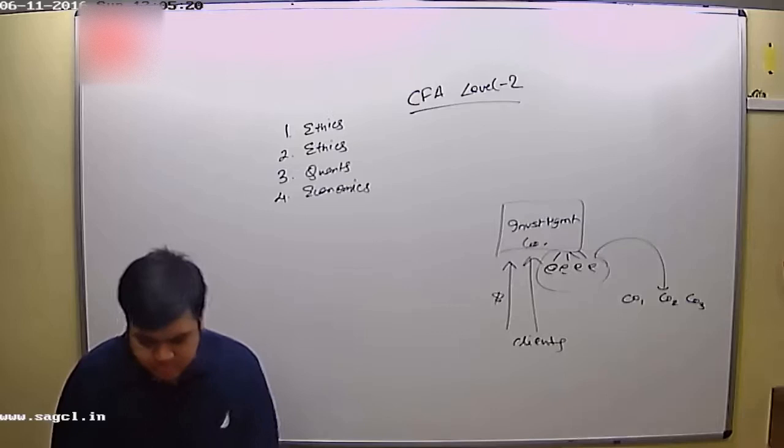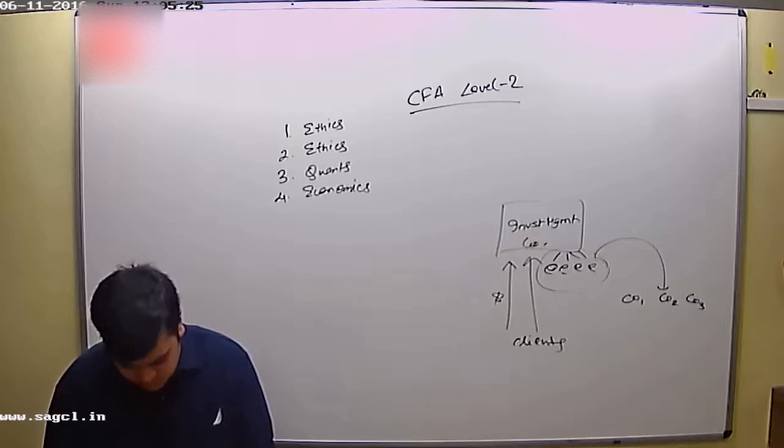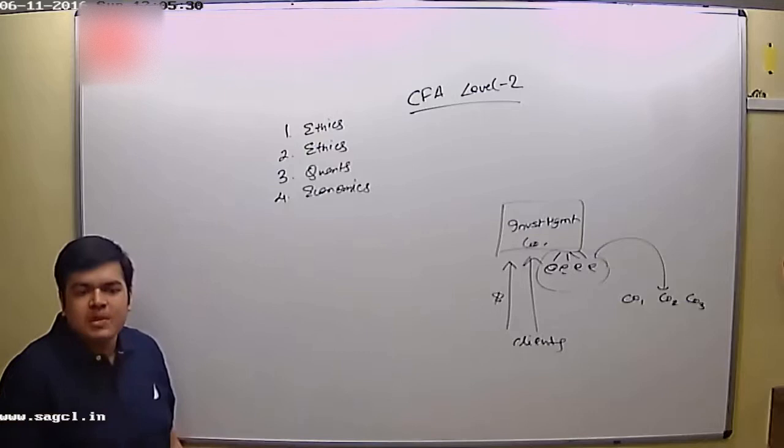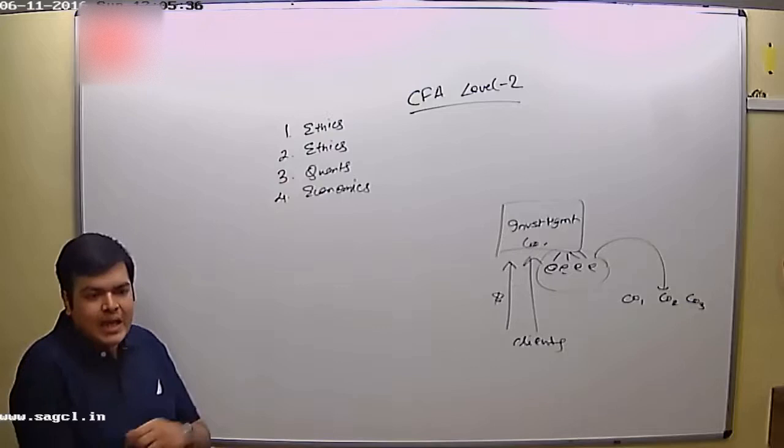Anyways, the exact weightages have been given. I cannot find the weightage. Anyways, the weightage has been given. It's about 10% or something, 10 to 15%. So you'll have about 60 questions. You have 20 MCQs. 10% would be 2 item sets. So you'll have about 12 questions coming in from ethics.